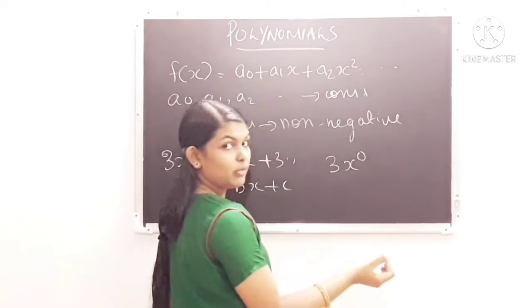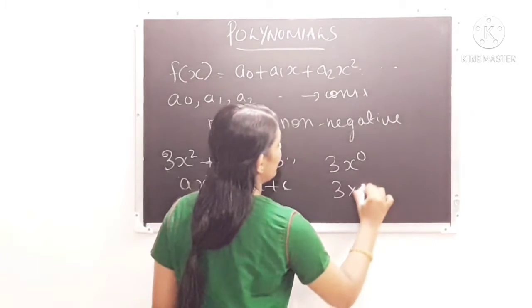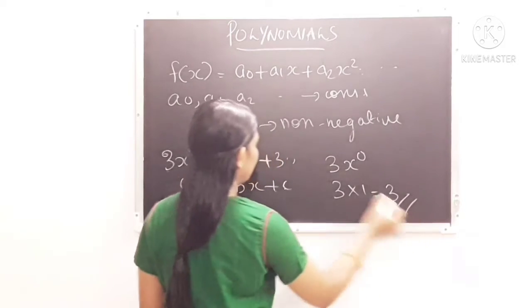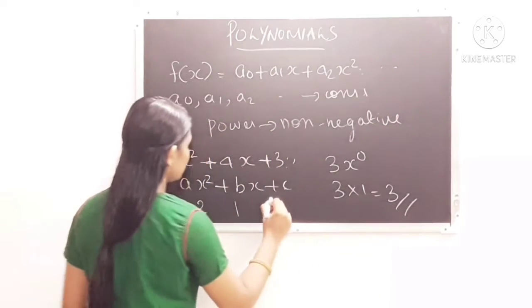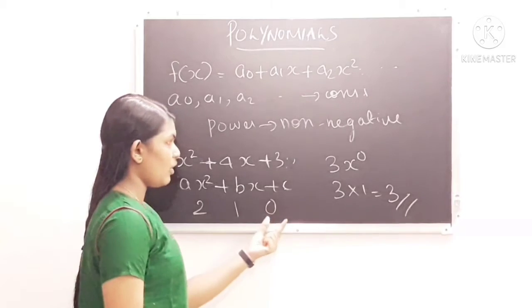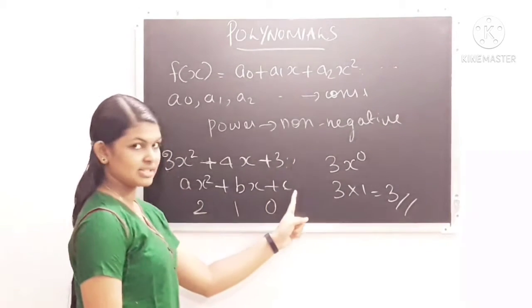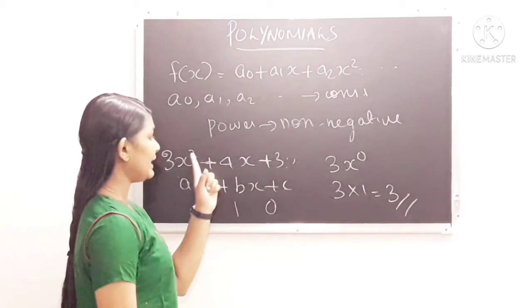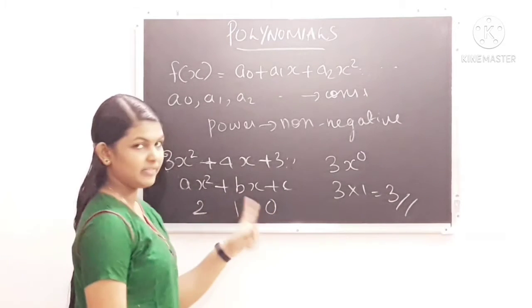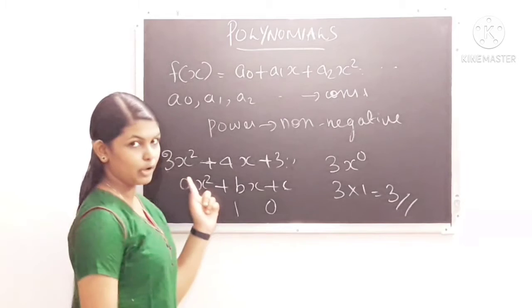x raised to 0 is equal to 1, so this is 3 into 1, which is 3. So the power of the variable in this term is 0, which means these 2, 1 and 0 are non-negative integers. Here a, b, c are constants and the power of the variable in each term is a non-negative integer, so we can say this is a polynomial.